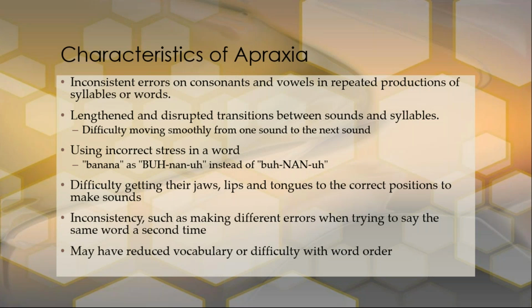They might have difficulty getting their jaws, lips, or tongues to the correct positions to make those sounds. And there might be inconsistency, so making different errors on different sounds, and making different errors when trying to say the same word a second time. So they might make an error on one word, but then when they say it again, they don't make an error on it. And they may have reduced vocabulary or difficulty with word order.